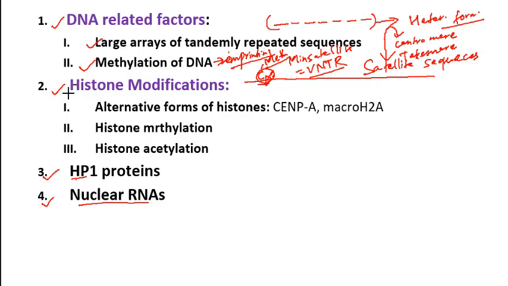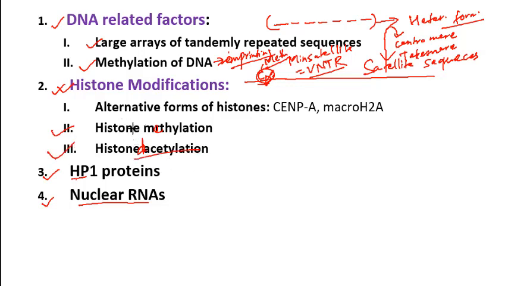Now, the second factor is histone. This is a very famous, very important factor. You will see histone modification, and especially methylation of histone will cause heterochromatin formation, and hypoacetylation, deacetylation of histone will cause heterochromatin formation.